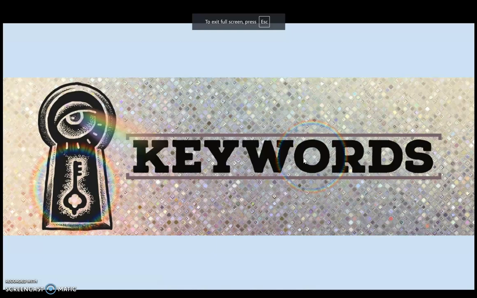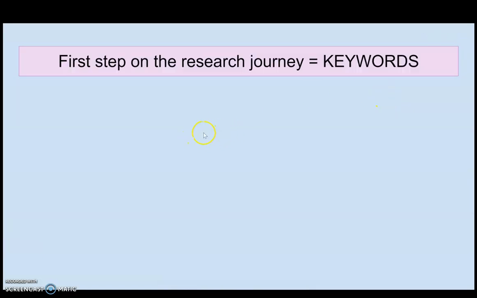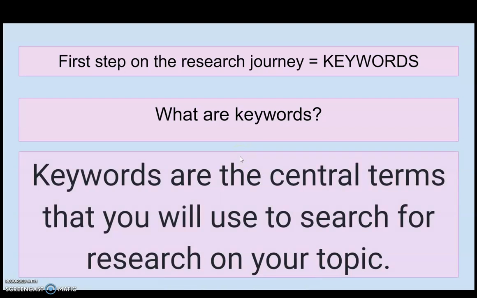There we go. Keywords really are about opening the lock to the kinds of sources that you want to have access to for your final paper. So this is the first step on your research journey: to identify keywords. What are those? They're the central terms that you will use to search for research on your topic.